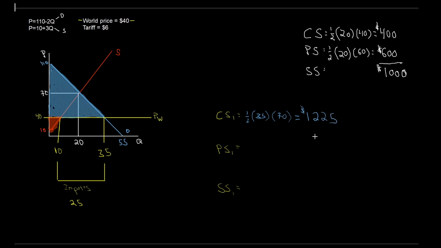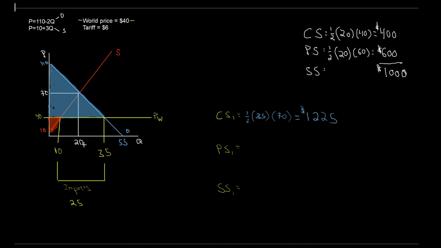$1,225. Wow. Consumers were initially earning a total surplus of $400. They're now earning $1,225. Take a look at this. The entirety of social surplus used to only be $1,000. So consumers are earning more just themselves than all of society was earning before. Massive gains in this case.